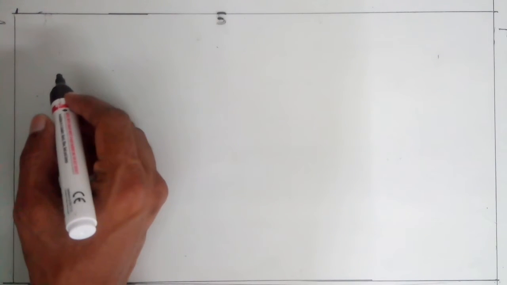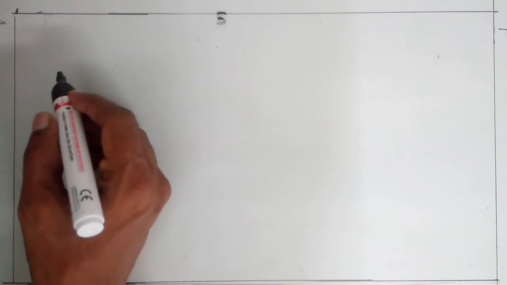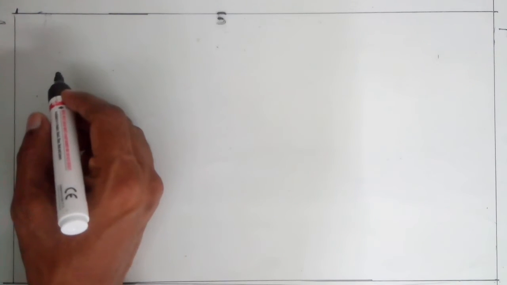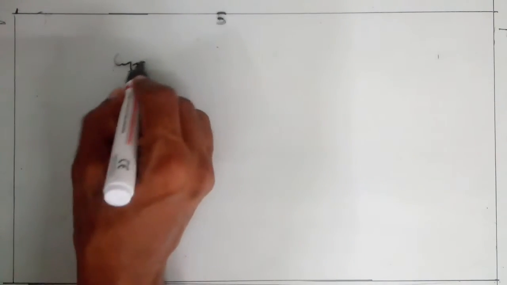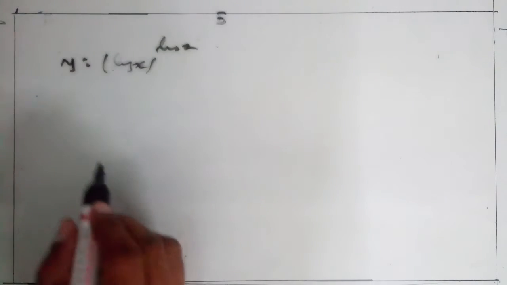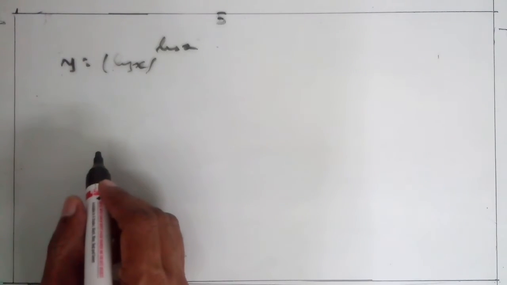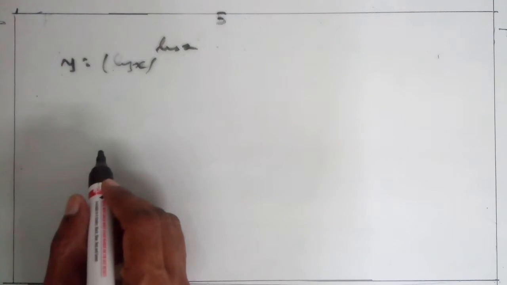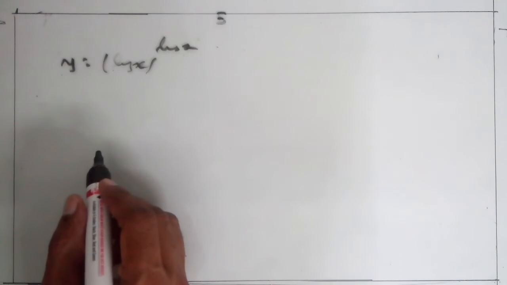Question 7: log x raised to log x. Take y equal to (log x) raised to log x, apply log on both sides and get the derivative. Similarly, cos(a cos x plus b sin x), solve it yourself. Question number 9 is also an easy equation. Question 10: x raised to x plus x raised to a raised to x plus a raised to a.